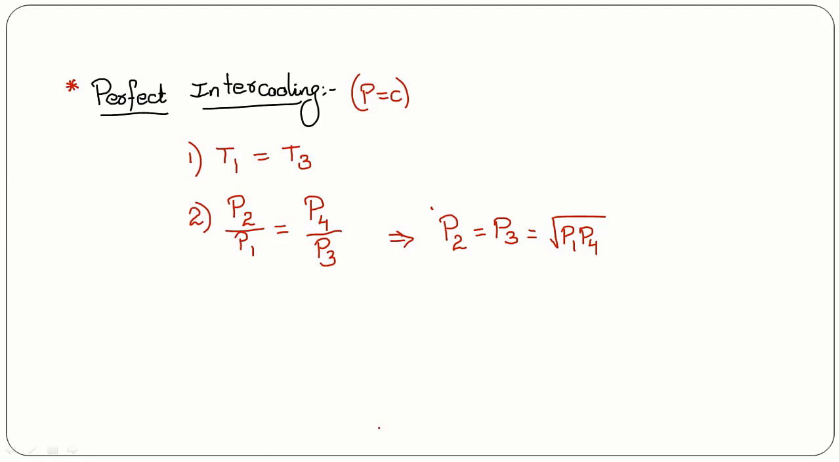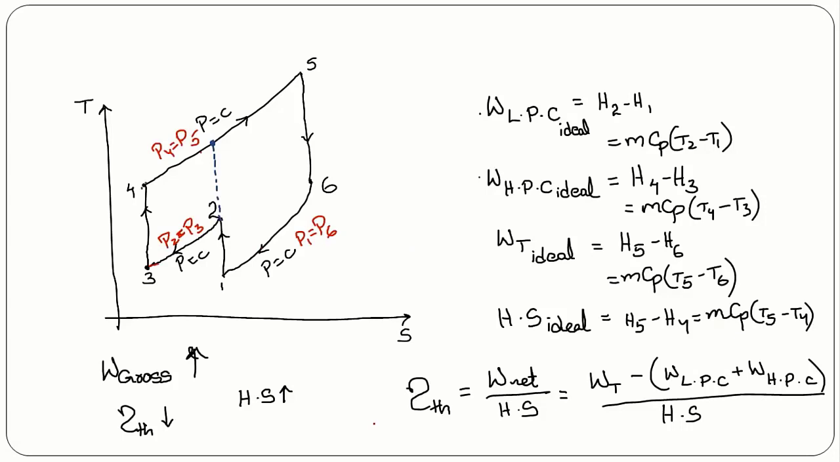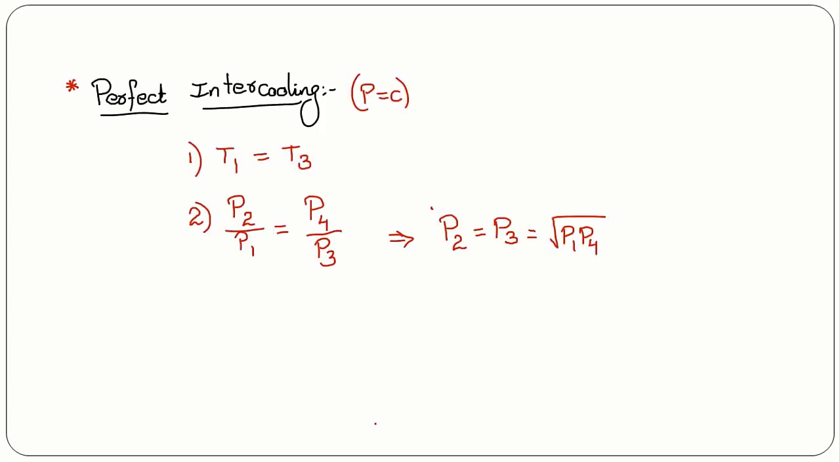Perfect intercooling means the temperature at the entry to both the compressors should be the same. Then only we can say that the intercooler is a perfect intercooler. This is about the intercooling process, so try to remember this, dear students. During intercooling, the thermal efficiency will be decreasing compared to that of the Brayton cycle because of more heat addition, even though there is an increase in the gross work as well as net work.